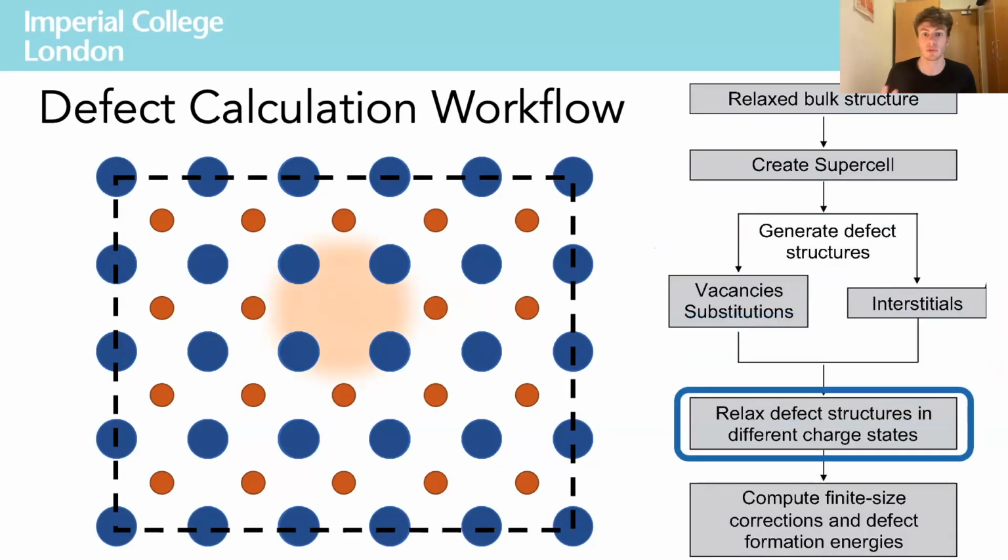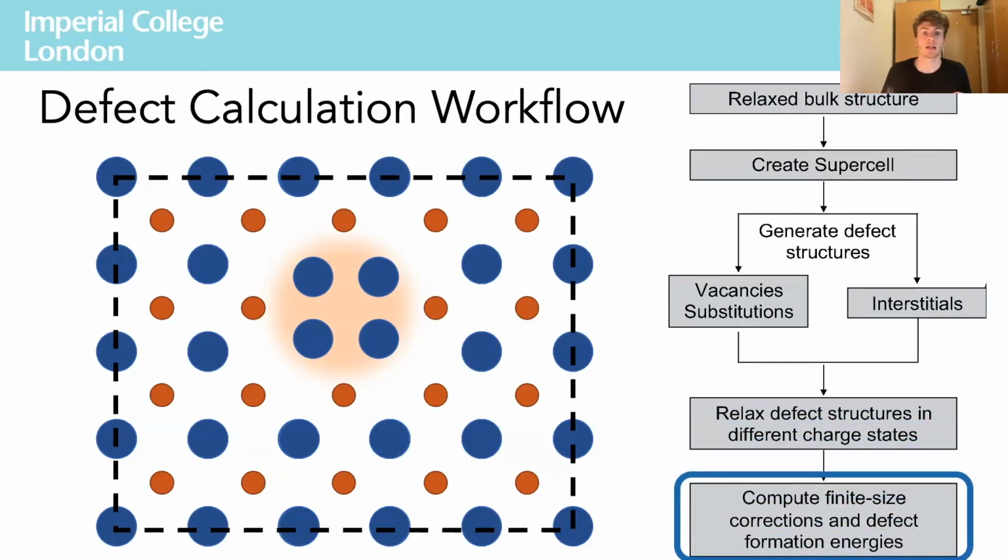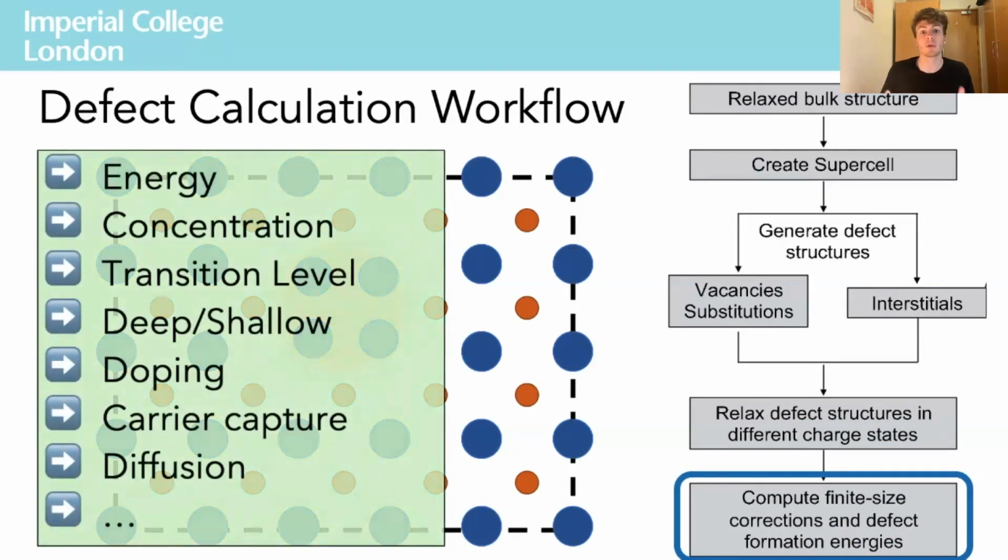We then allow this structure to relax using DFT most likely, or any other total energy method, giving us our final defect structure. And then with this relaxed structure, we can then calculate the formation energy, which in combination with the structure gives us all properties associated with the defect. So the concentration, the transition level position, whether it's a deep or shallow defect, etc. So from the structure, we derive all properties associated with the defect.